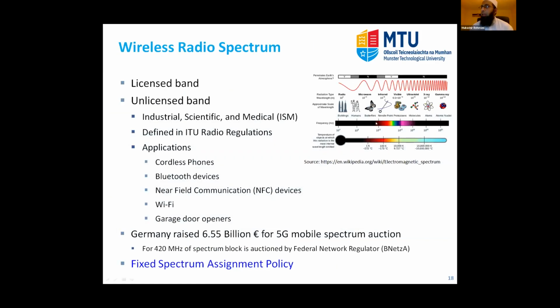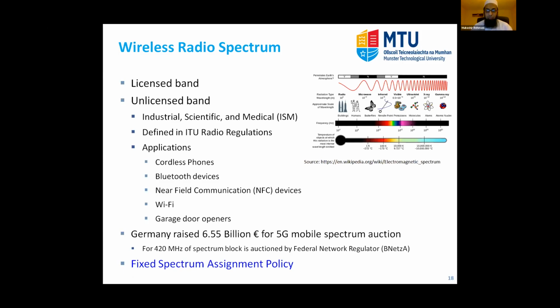So here, as you can see on the top right-hand side, we have different frequency bands and we have different radiation types. So it can be radio, microwave, infrared, visible, X-rays. So all these radiation types have different applications. For example, X-rays are used for medical purposes. We use microwave for different purposes as well. So here we are focusing on the radio waves, which are basically used in the communication network.